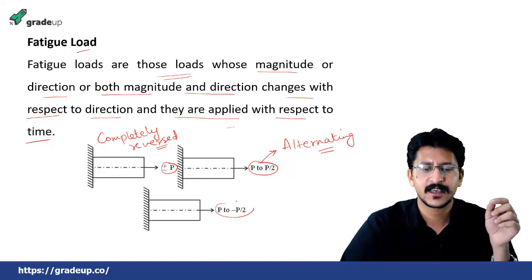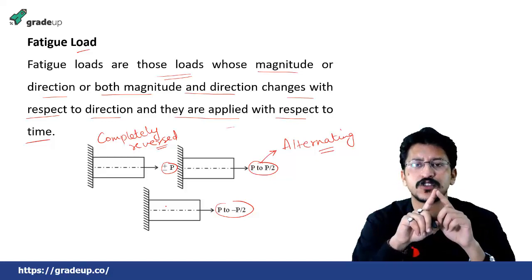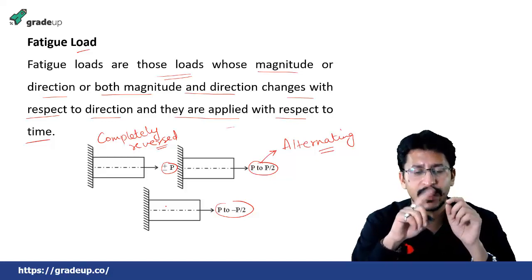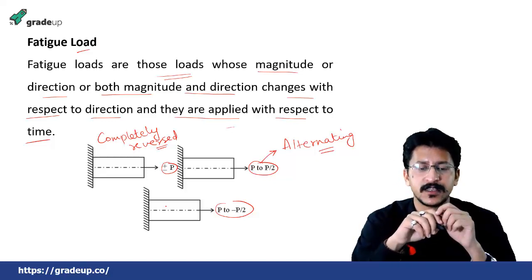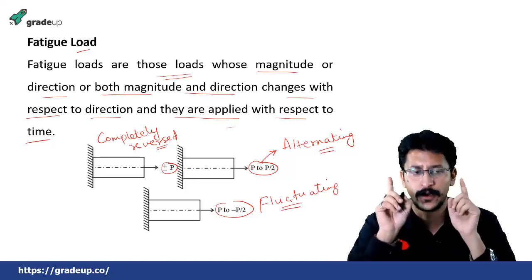Okay, and in this case, the magnitude is changing and the direction is also changing. So there is a change in direction as well as magnitude. This is the case of fluctuating fatigue loading.